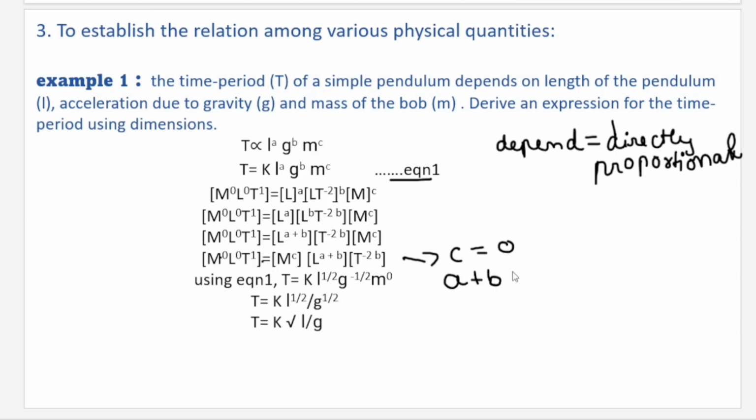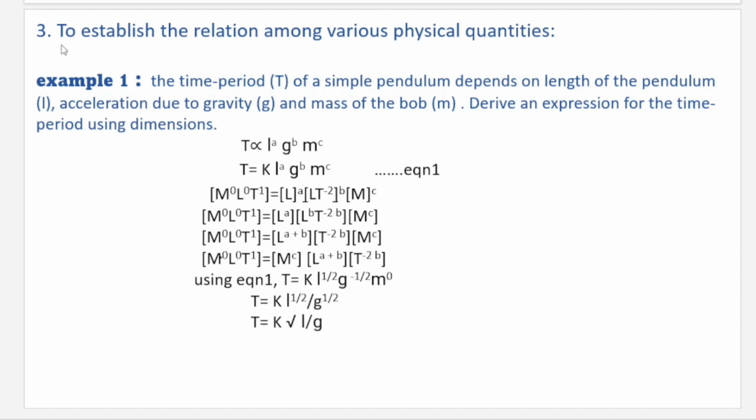Since we can't do anything right now here, we'll go on to B. So minus 2B is equal to 1. Minus 2B is equal to 1. So B is equal to minus 1 by 2. So since we get B as minus 1 by 2, we can put the B here. So A minus 1 by 2 is equal to 0.